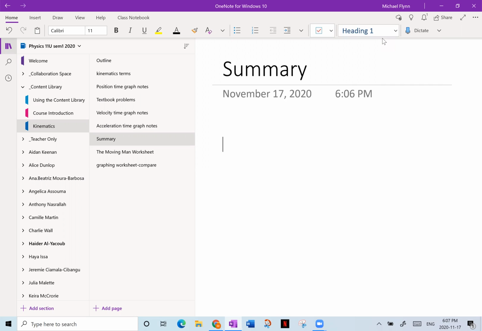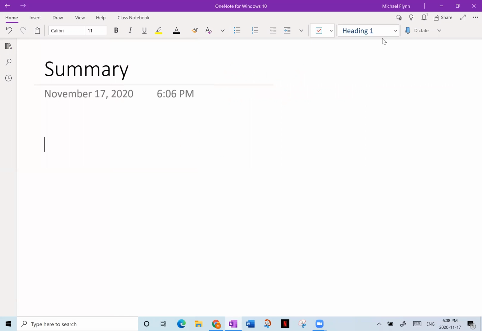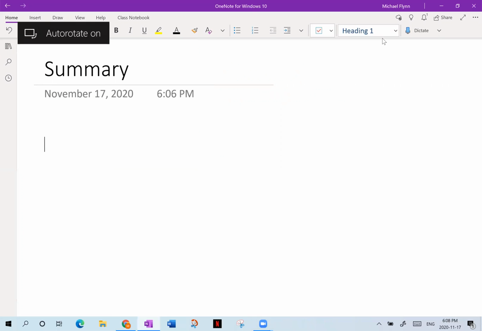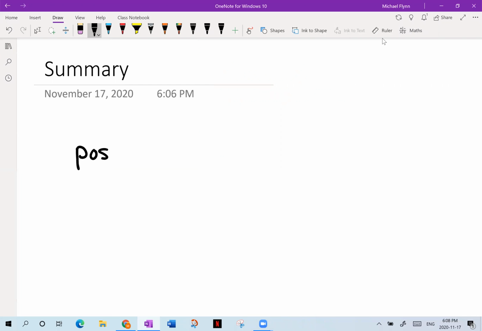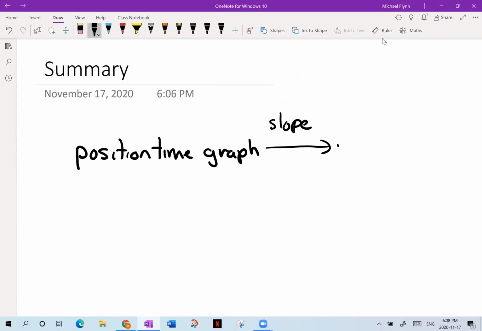So, guys, the story so far. We've been talking about graphing, and the story so far, just to put it in a nutshell for you, goes like this. Sorry, I'm just fiddling with my computer at home here. If you have a position time graph, you know that if you take the slope, it gives you the velocity.